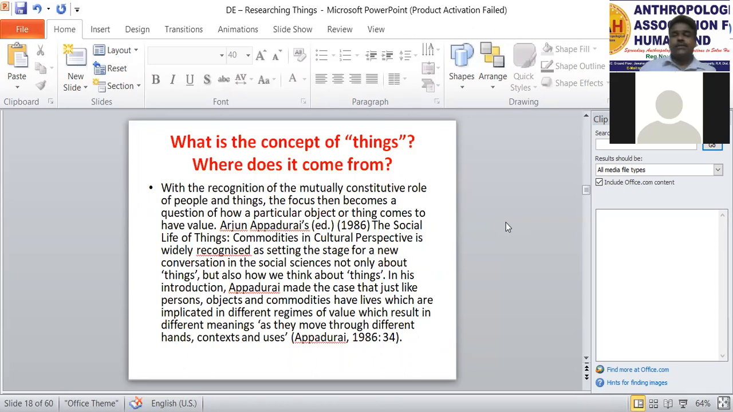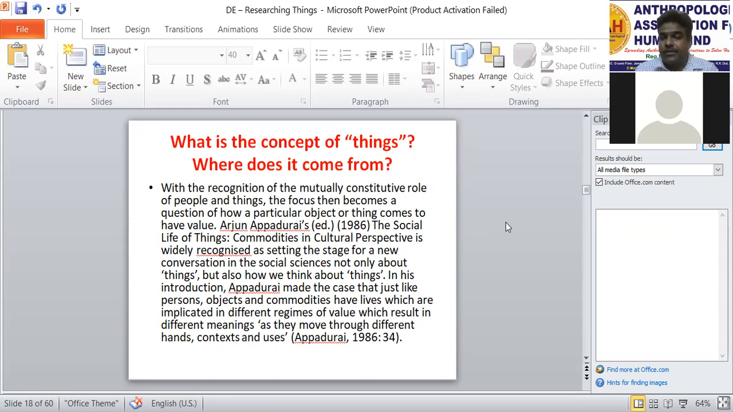With the recognition of the mutually constitutive role of people and things, the focus then becomes a question of how a particular object or thing comes to have value.